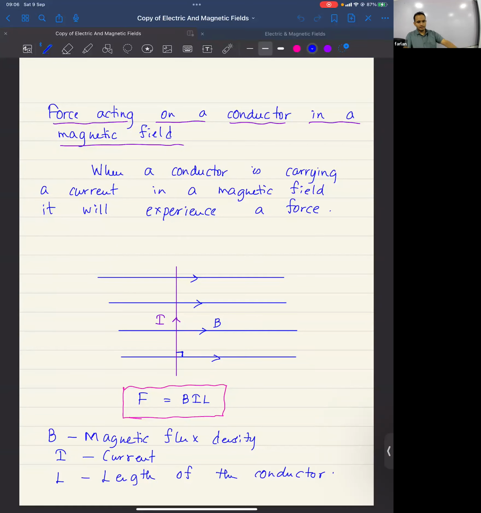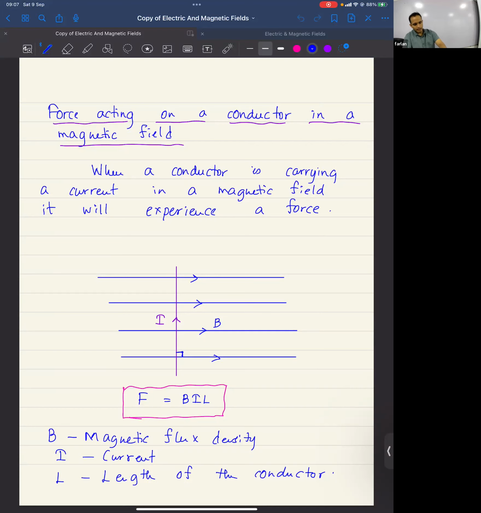I haven't done that bit. So the magnitude of the force acting on the conductor is given by this equation we discussed last class. F equals BIL, right? Where B is the magnetic field strength, I is the current, L is the length of the conductor. This is when the conductor is kept perpendicular to the magnetic field.